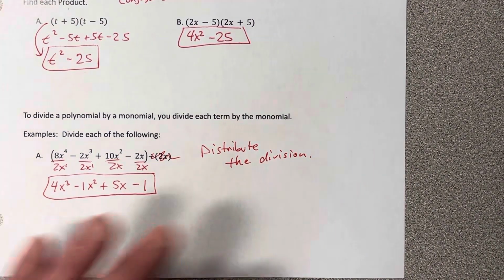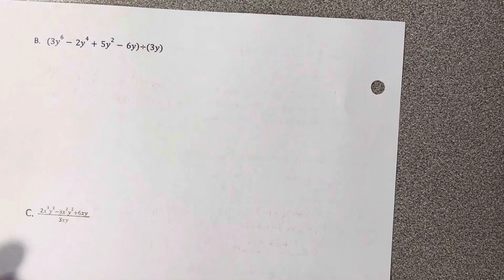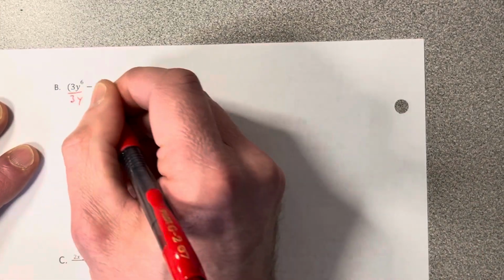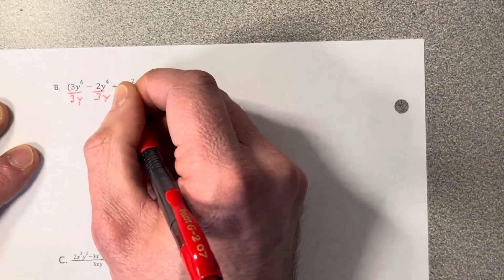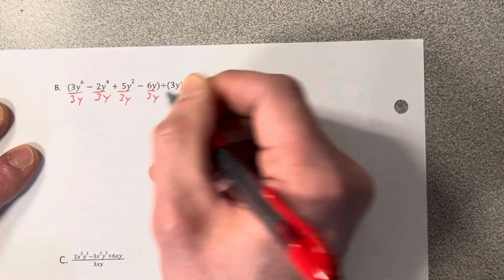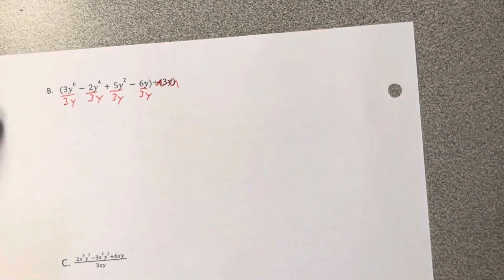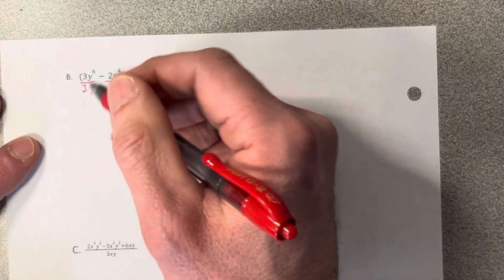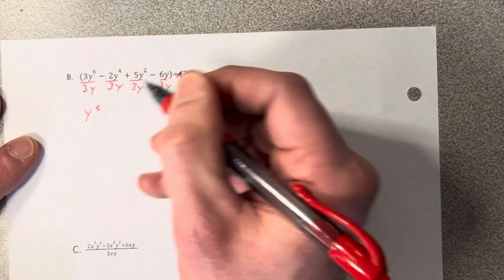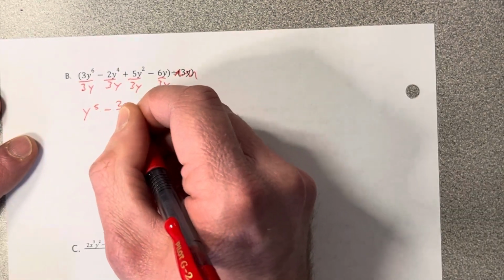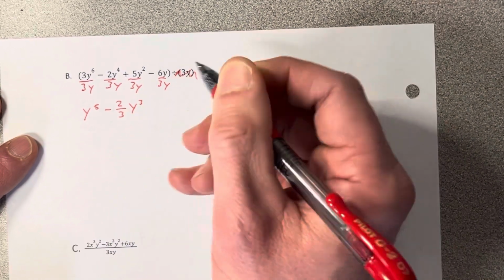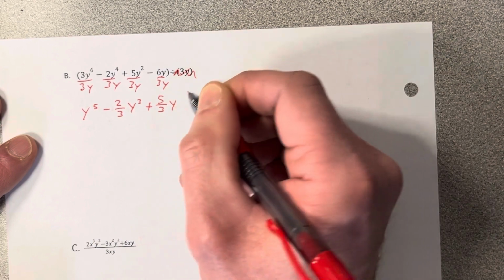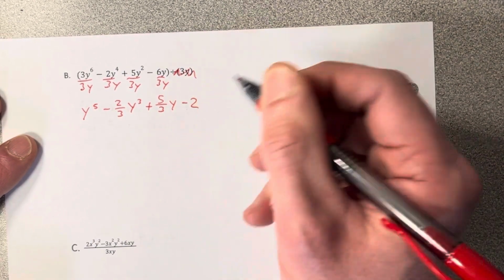All right, so let's try a couple more. Divided by 3y, divided by 3y, divided by 3y. All right, so I've distributed the division to everything, so I'll cross that out. And then we get y to the 5th. Ooh, we get a fraction, 2/3 y to the 3rd, another fraction, 5/3 y, minus 2.